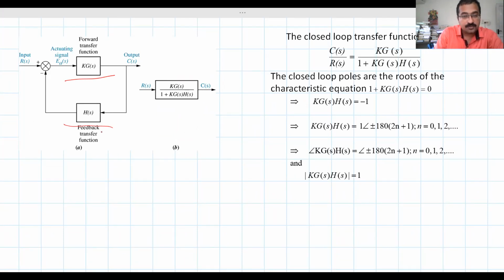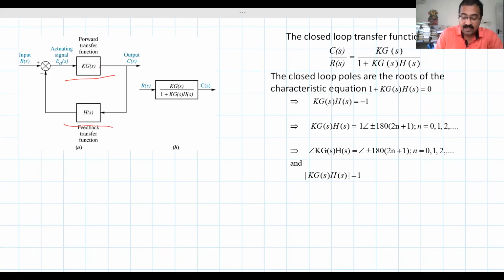The product of those two, K G(s) H(s), is called the open loop transfer function. If you find the overall closed loop transfer function, you will get K G(s) divided by 1 plus K G(s) H(s). Open loop poles are constant and independent of the system gain, whereas the closed loop poles are dependent on the system gain K. As K changes, the closed loop poles will change.